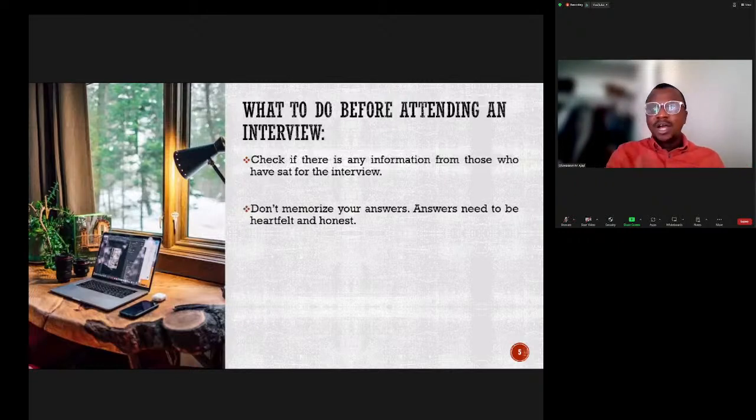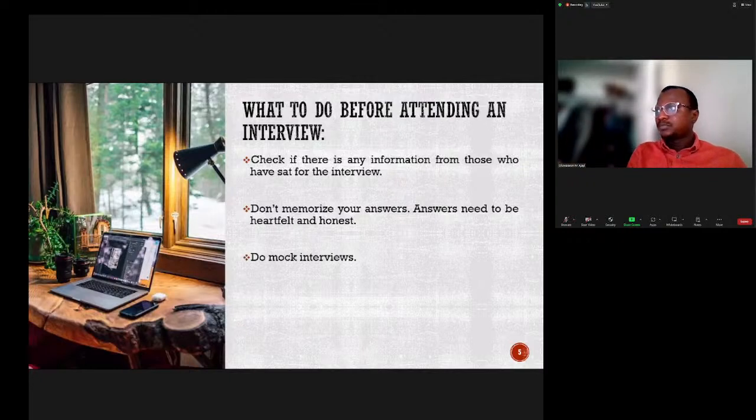Don't memorize your answers. I must warn you about this. Because what they want to see is someone who is honest, someone whose responses are heartfelt during the course of the interview. There's a way you will know if someone has memorized, because sometimes you will be stumbling and trying to get your flow back. So please don't memorize your answers. Just understand the structure of your answers. Understand the key points that you want to talk about. Those are the things that are important.